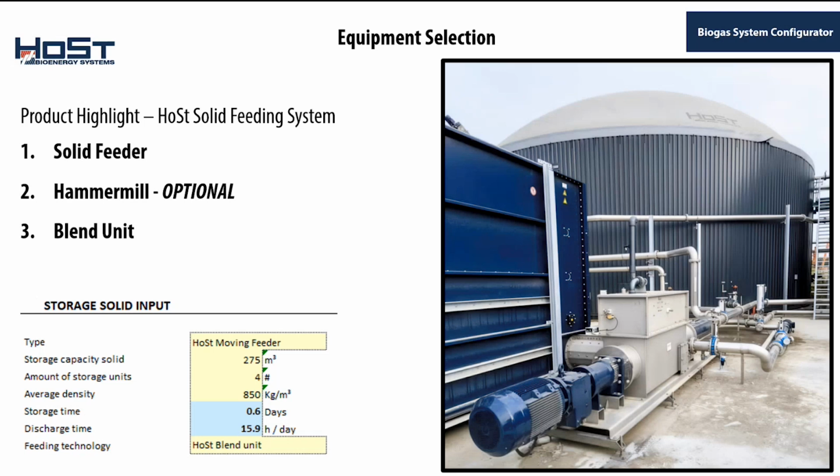So again, the solid feeding system comprises 3 subcomponents: the solid feeder, an optional hammer mill, which I'll get into in a second, and then the blend unit. The solid feeder receives solid feedstock. The hammer mill blends it up or shreds it if necessary. And then the blend unit takes this solid substrate feedstock, mixes it with a liquid fraction, either dilution water or digestate from inside of the digester, and creates a pumpable mixture that then can be pumped into the digesters. This is important for a few reasons, which we'll get into in a second.